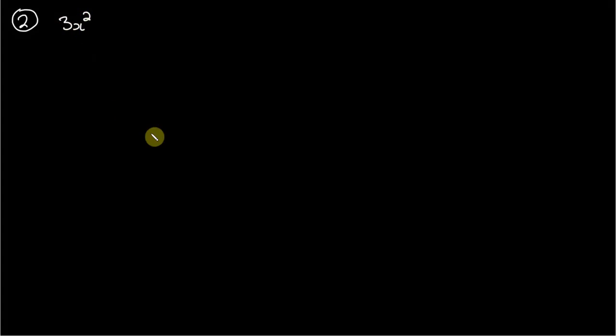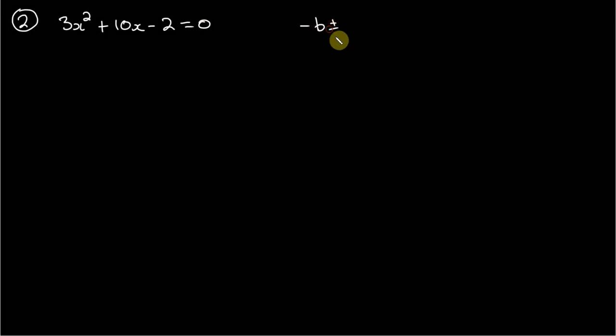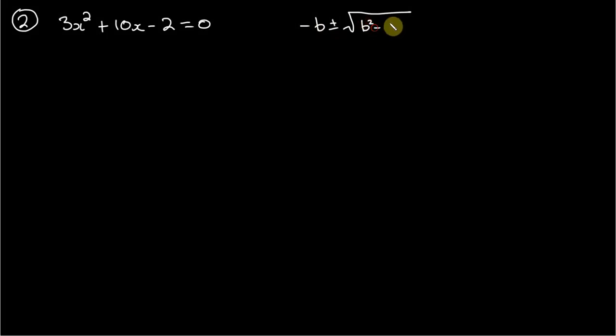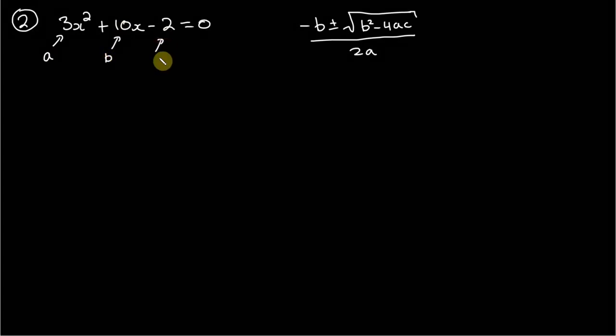Let's work on another example. Say we're given 3x squared plus 10x minus 2. I'll just rewrite the quadratic formula so it's all very explicit: negative b plus minus the square root of b squared minus 4ac, all over 2a. So a is 3, b is 10, and c is negative 2.